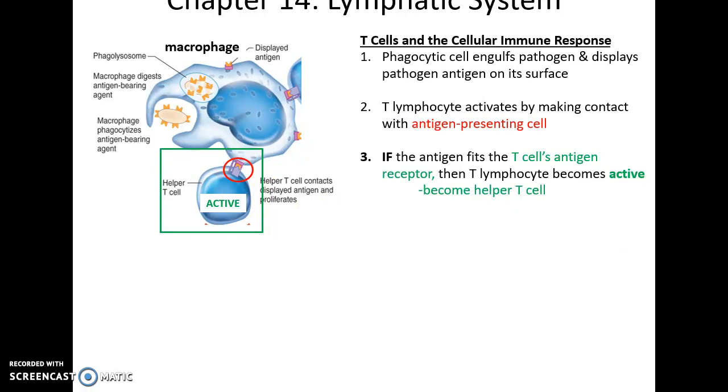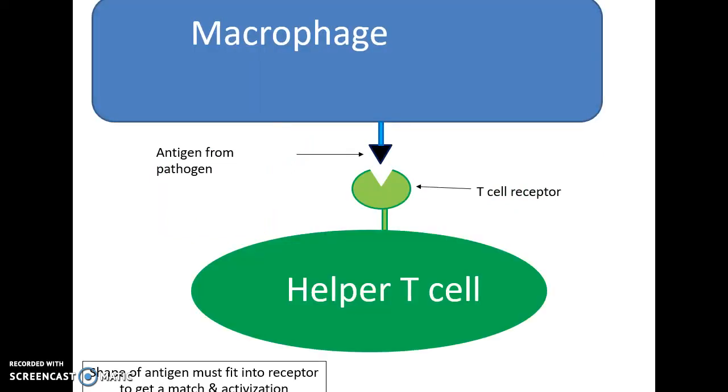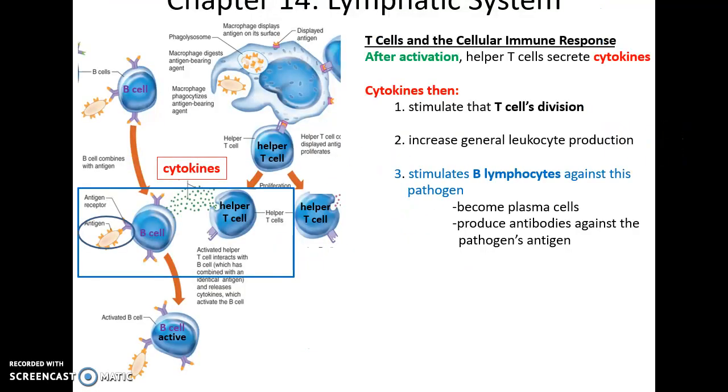It becomes an active helper T cell, helper T lymphocyte. So again, if the antigen that the macrophage is displaying is a perfect fit for that helper T cell's one and only antigen it checks for, then they will fit happily, and that'll activate the helper T cell.